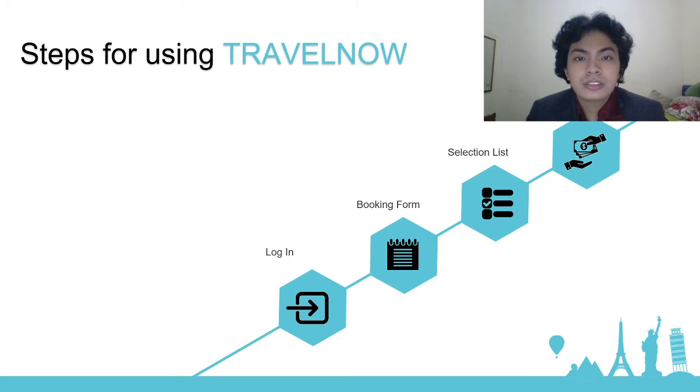And then we have a selection list. The selection list is the result from the booking form that we already filled. The result will be shown in the selection list. And then after we choose the hotel that we want, or the train or the flights, the last step is the payment.